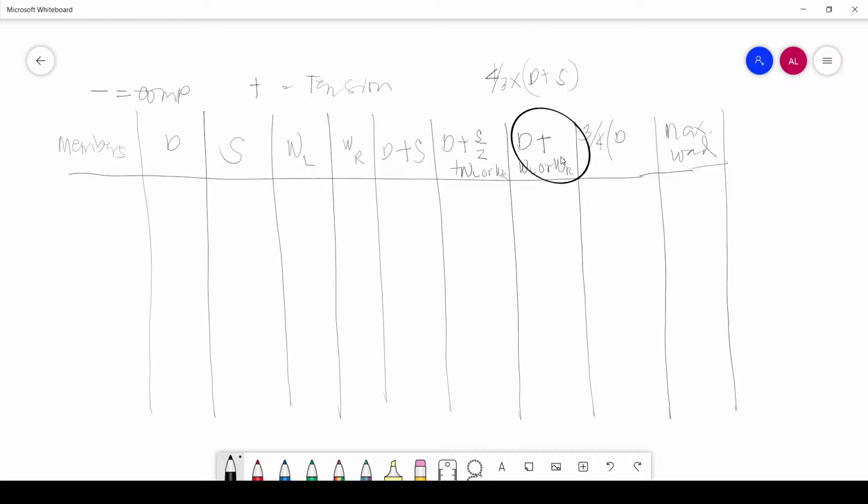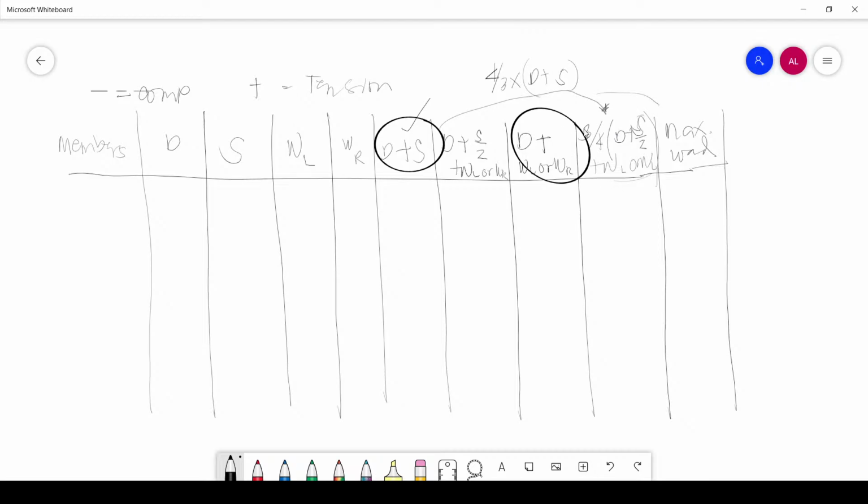If this condition is not satisfied, we have to use 3/4 times the combination D plus S over 2 plus wind load. If D plus S is larger in comparison, then what controls our design, what we will use for design, is our D plus S.